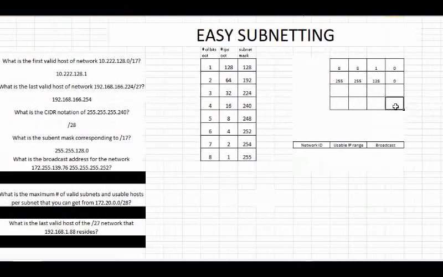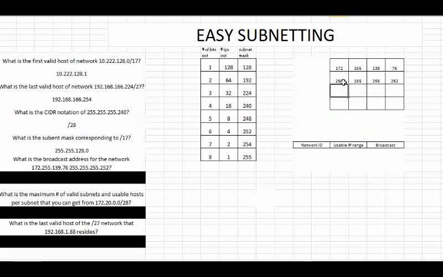So let's move on to the next question. Kind of get into a little bit more difficult ones. What is the broadcast address for the network 172.255.139.76 with mask 255.255.255.252? All right, so again, we can write this out right here. We've got 172, 255, 139, 76. The subnet mask is 255, 255, 255, 252. You could write it in bits if you wanted to. We don't necessarily have to. Let's skip that this time.